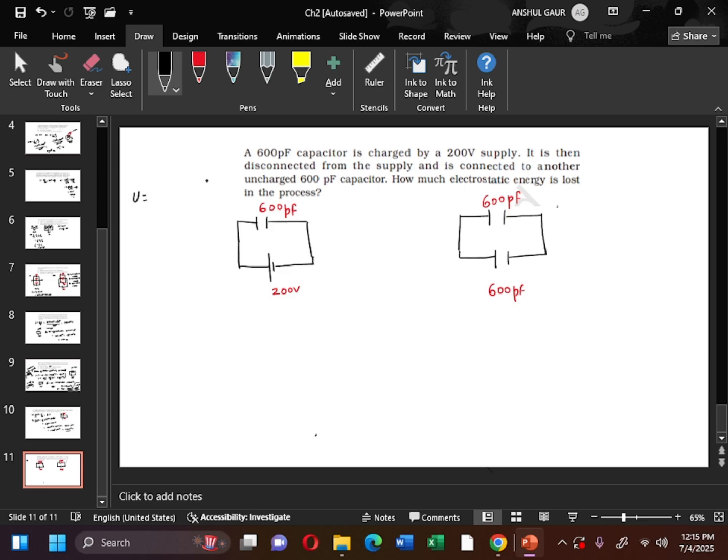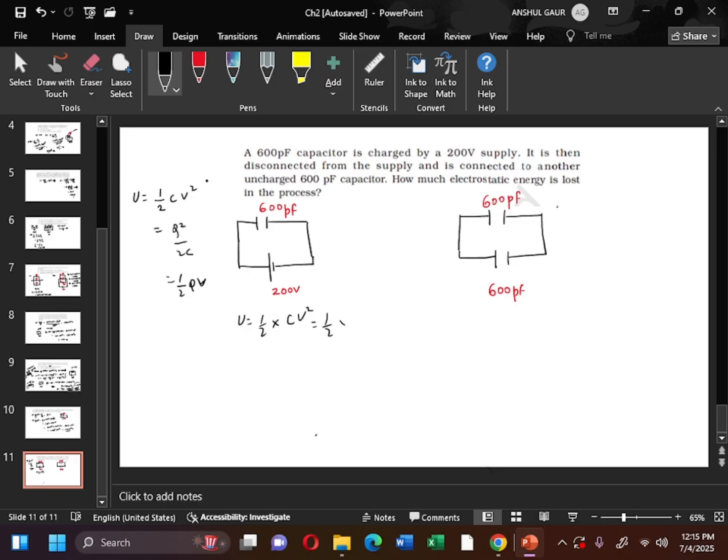The stored energy in a capacitor can be calculated by any of these three formulae: half CV square, Q square upon 2C, or half QV. These are the three formulae out of which we have to use any one. So in this situation, we are given C as well as V, so better we use the first formula, U equals half CV square.